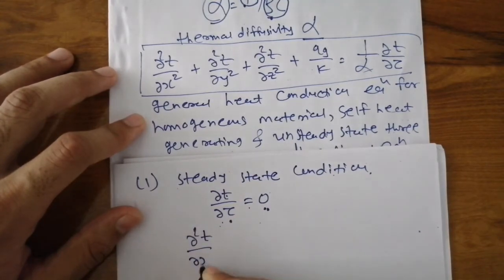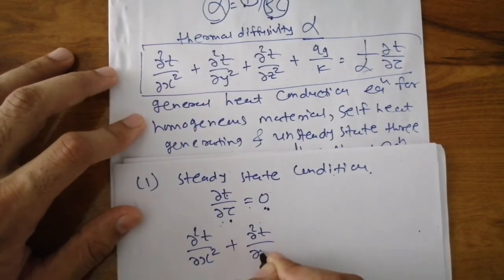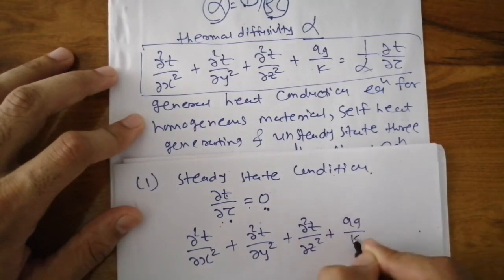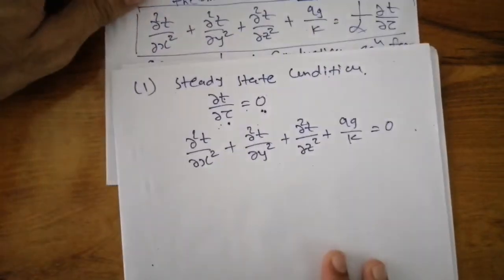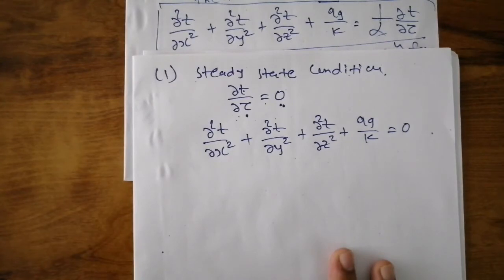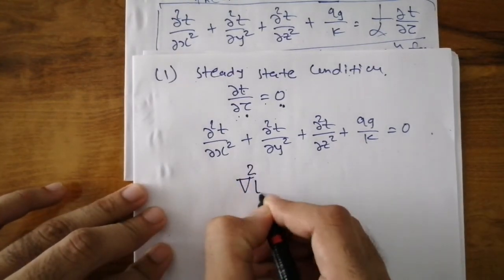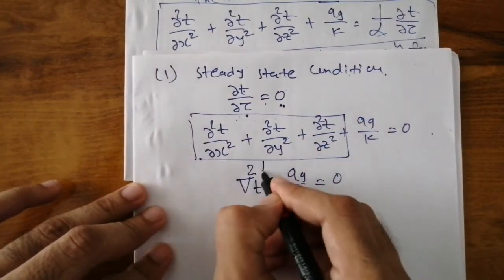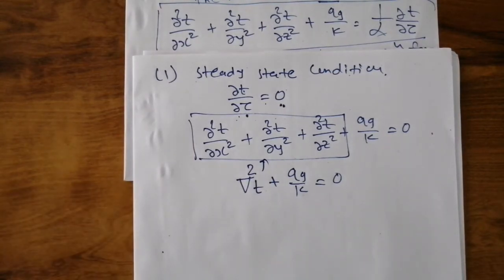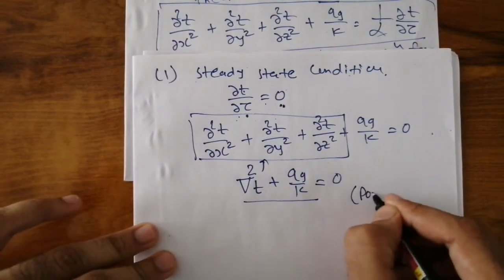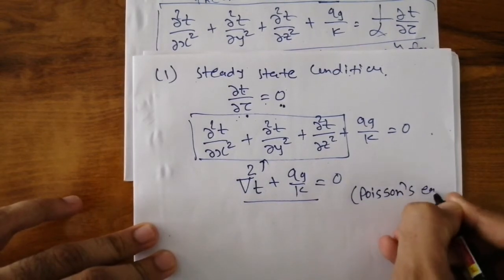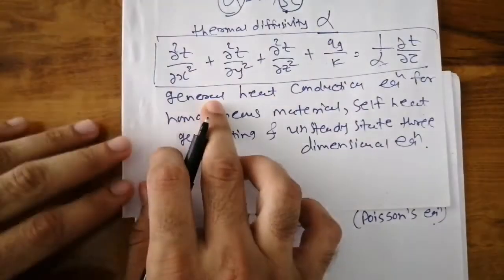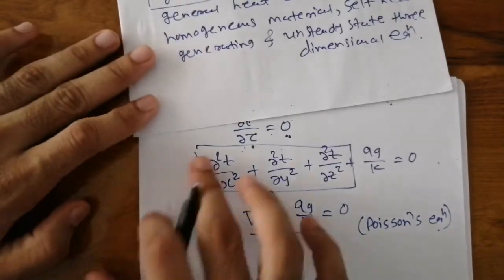Our equation is del square T by del x square plus del square T by del y square plus del square T by del z square plus qg by k is equal to 0. Why? Because we are just considering the steady state condition. So we can also write del square T plus qg by k is equal to 0. That equation is called Poisson's equation. Now we already derived that equation for homogeneous material, so our first case is over.